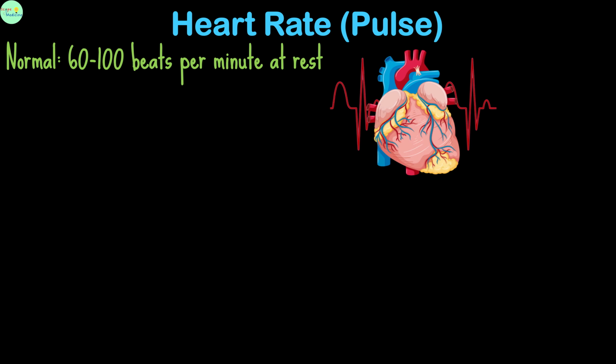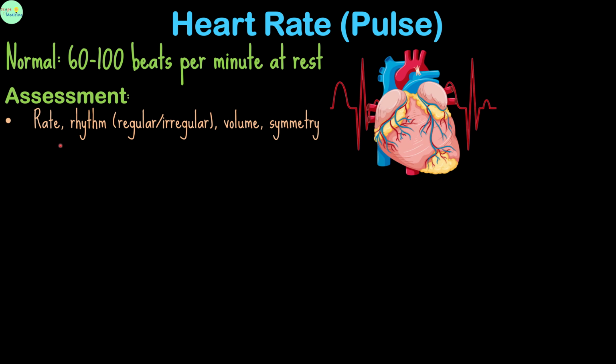Next, we decode heart rate, commonly assessed as the pulse. The normal resting range is 60 to 100 beats per minute. A comprehensive assessment evaluates not just the rate, but also the rhythm, whether it is regular or irregular, the pulse volume, and symmetry between limbs. Tachycardia is a heart rate greater than 100 beats per minute.